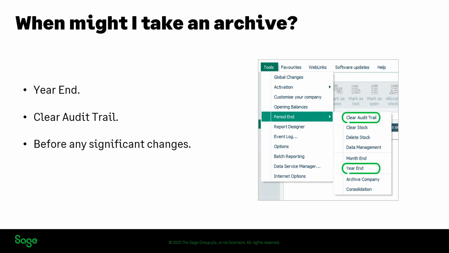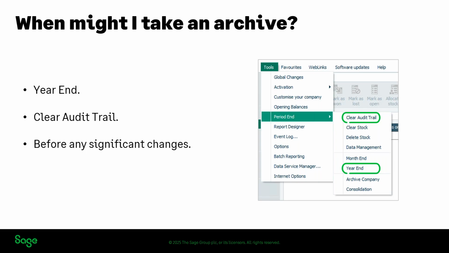So you might be wondering, well, when might I take an archive? You can take an archive at any point in time. There's no time limit on how many times you can take one, but we strongly recommend that you take one prior to running year end, or any time you run a clear audit trail. So for example, you may run a clear audit trail straight after running the year end. So if you've already taken one in archive at year end, you wouldn't need to take it again.